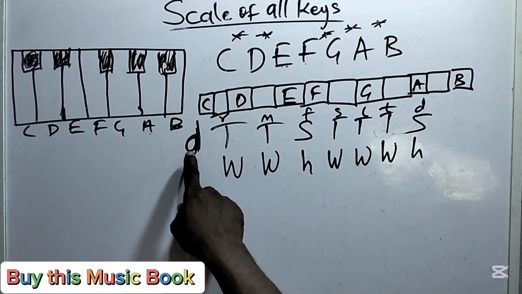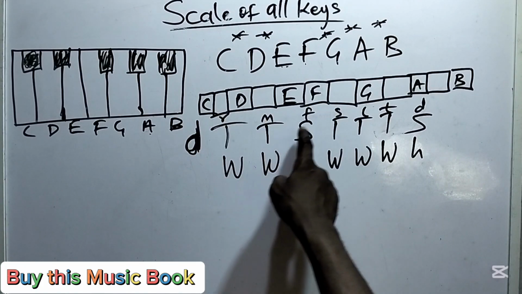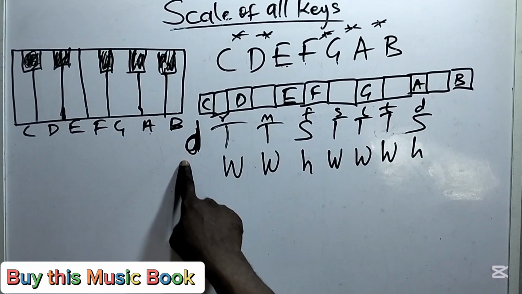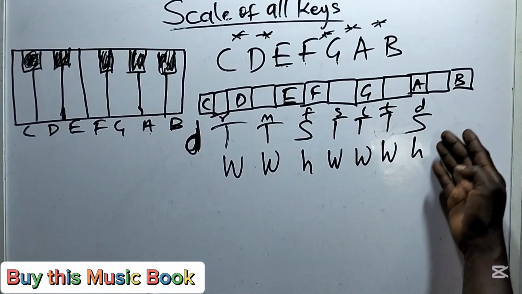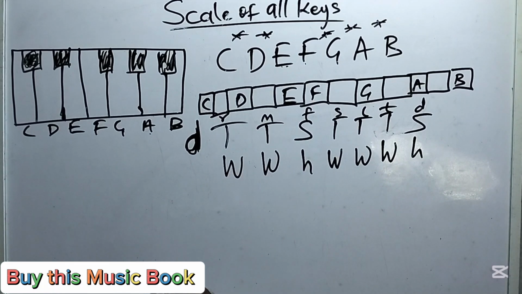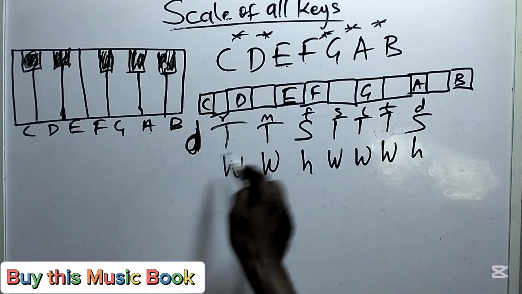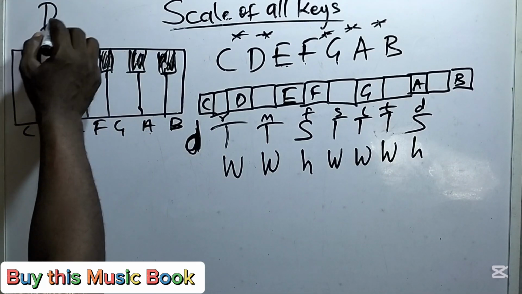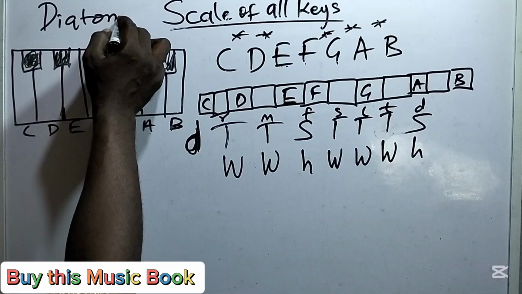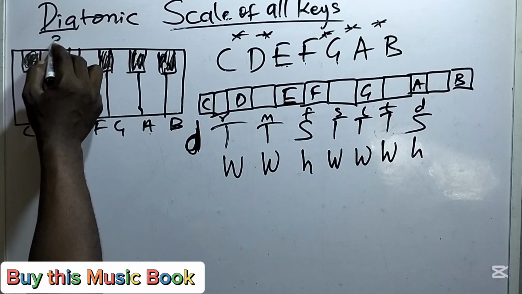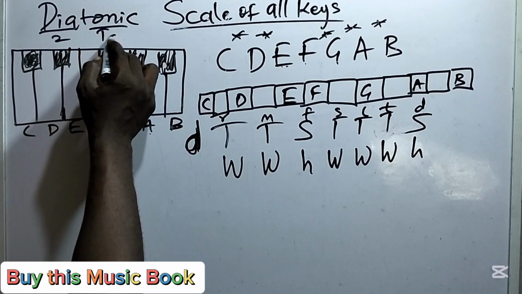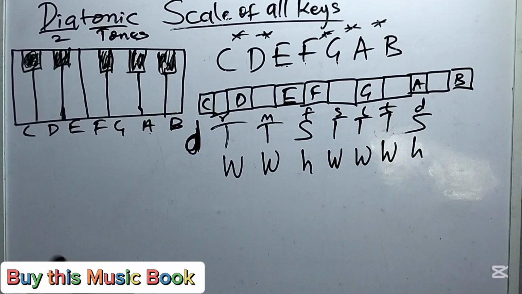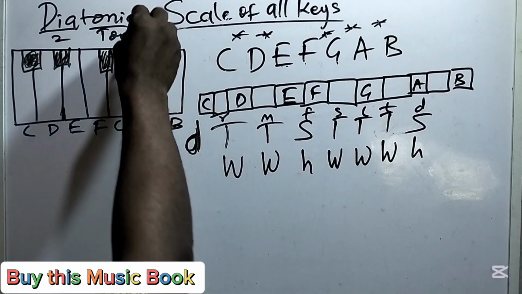The idea is do, then you have tone, tone, semitone, tone, tone, tone, then semitone, which is that do that's supposed to come here. But because we don't start with a semitone, we start with a tone, because all of them are tones. The scale I'm discussing now is the diatonic scale. Please don't get confused. Diatonic scale, which means two tones, or two tones. Do you understand? That is what we are discussing.